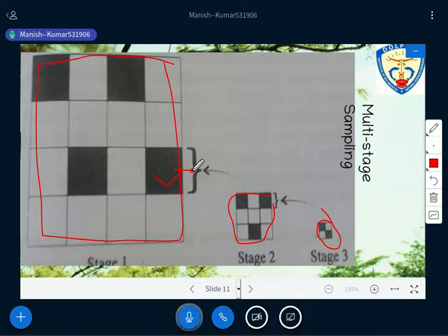As I told you, and you just look at the image, sampling units are not taken at one stage, isn't it? But are taken out in 2 or 3 stages. Is it okay? That is called multi-stage sampling. Have we got that here?